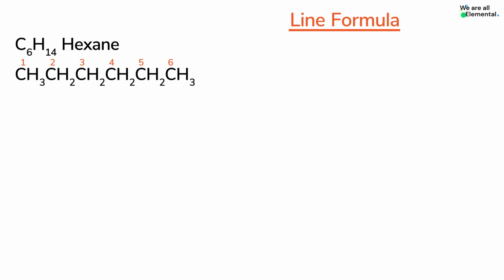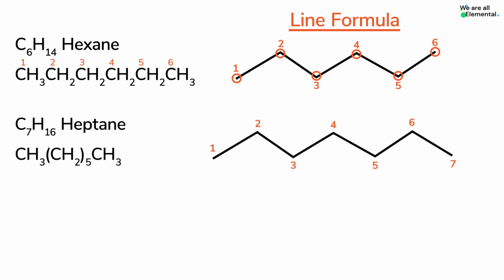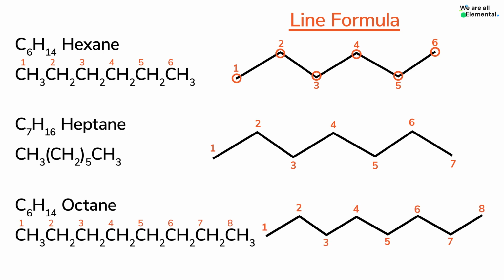Another way of representing is the line formula. For example, hexane, that is C6H14, there are 6 carbons in the chain, and the line formula would look like this, where each corner represents a carbon with appropriate number of hydrogens, and you can see that there are 6 corners there, while for heptane there would be 7 corners, and this would be the line formula for octane.